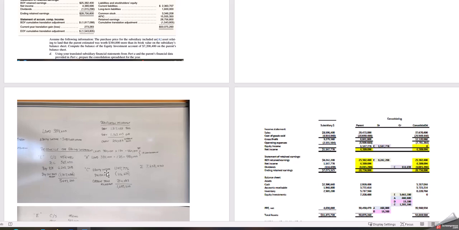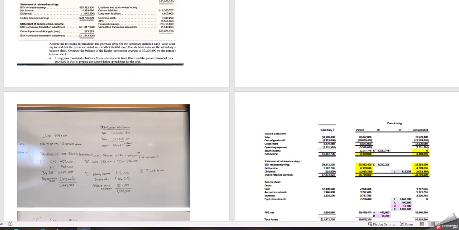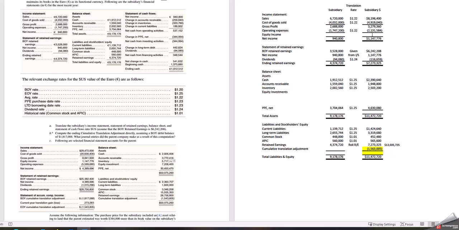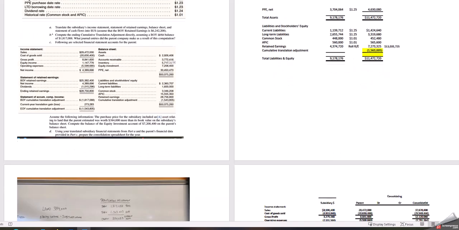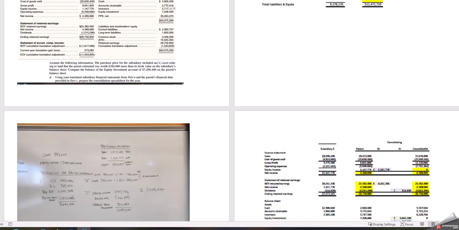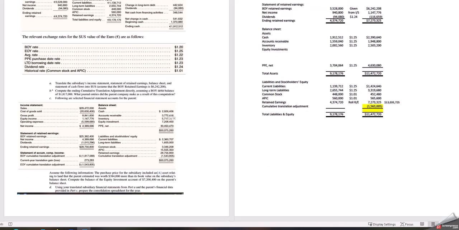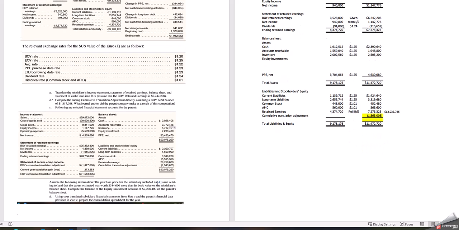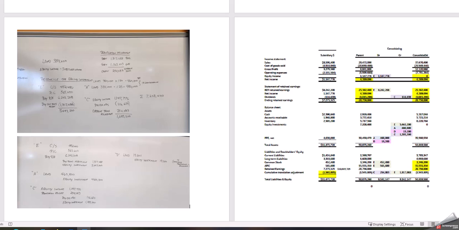And then our equity income and our dividends are the same. We're going to pull them right off of here. So our equity income, the equity income's right off of the parent statement. 1,147,000. Let's go down there. Yes, so that's right off of the parent statement. And then the dividends are going to be right off of the subs. So the $116,659. So that's where that number comes from.